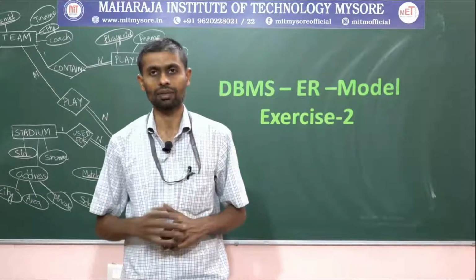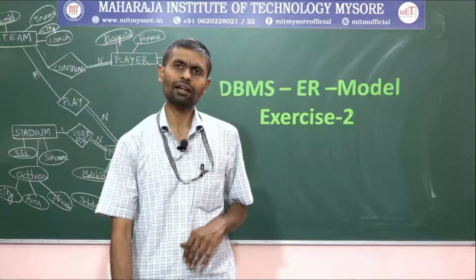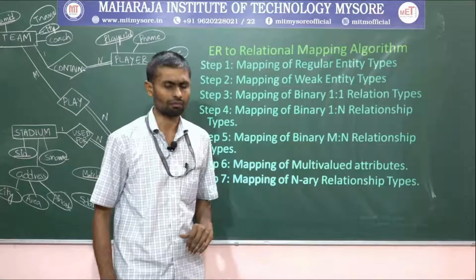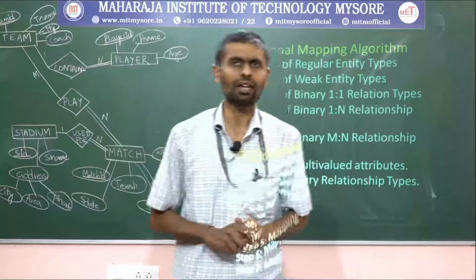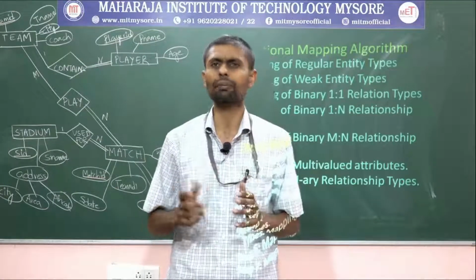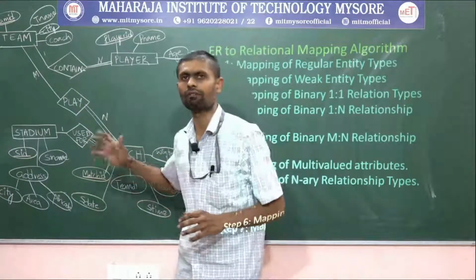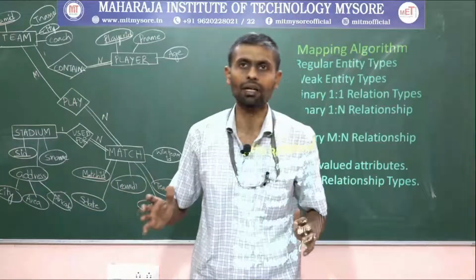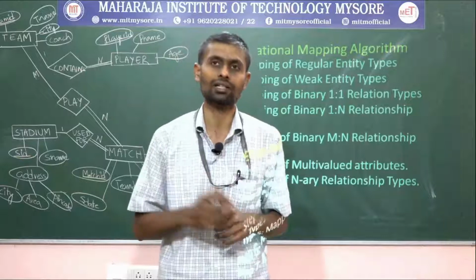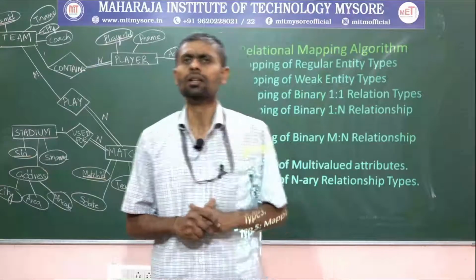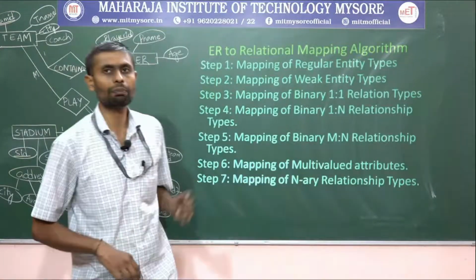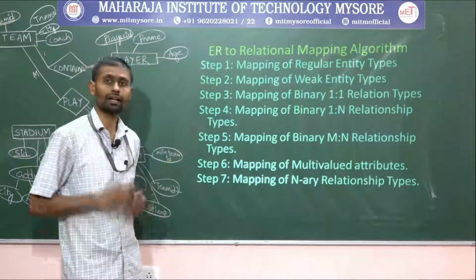Relational database. So there we have seen, as the first step, the mapping of regular entity types. All 7 steps discuss how to map each and every notation that we have used in any ER diagram into its equivalent representation in the relational model. So those 7 steps come like this. Step 1 is mapping of regular entity types.